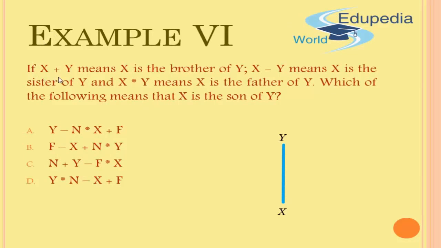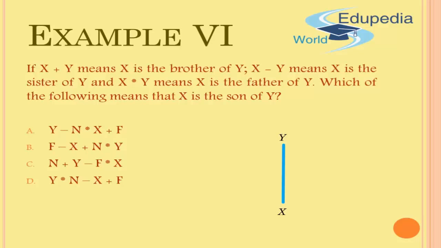In this particular problem, x plus y means x is the brother of y, x minus y means x is the sister of y, and x asterisk y means x is the father of y. Which of the following means that x is the son of y? So x is the son of y means that x has to be one generation below y. It's a very simple representation. I plot x, extend the vertical upwards and plot y. So x is the son of y. I don't know y's gender. Y can either be male or female, but x is the son of y.